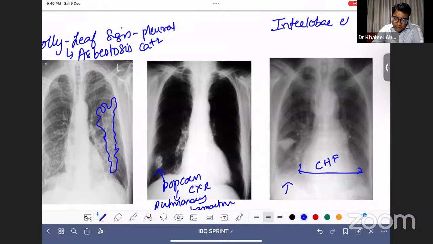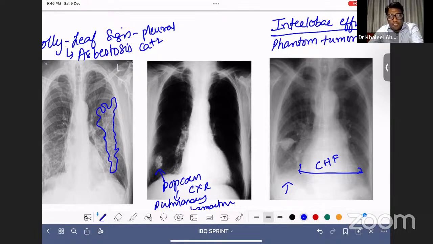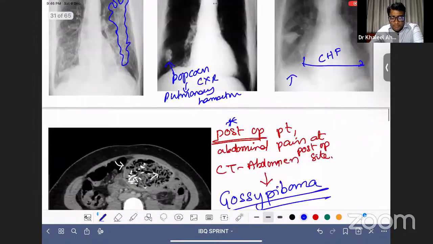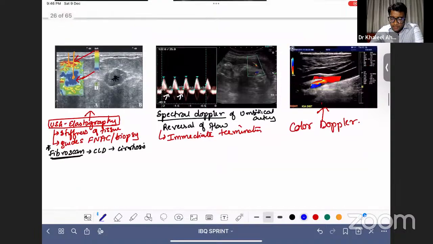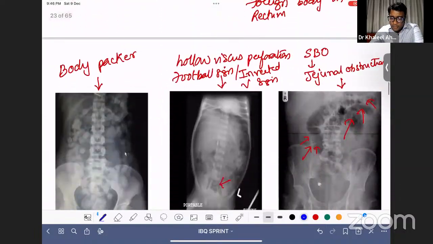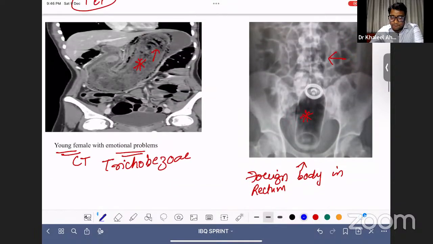Interlobar effusion. What do you also call this? This is also called a phantom tumor, right? It disappears after giving diuretics. So these are all the important images that I wanted you to understand. Gossypiboma is important. Trichobezoar we did, right? Trichobezoar is important.